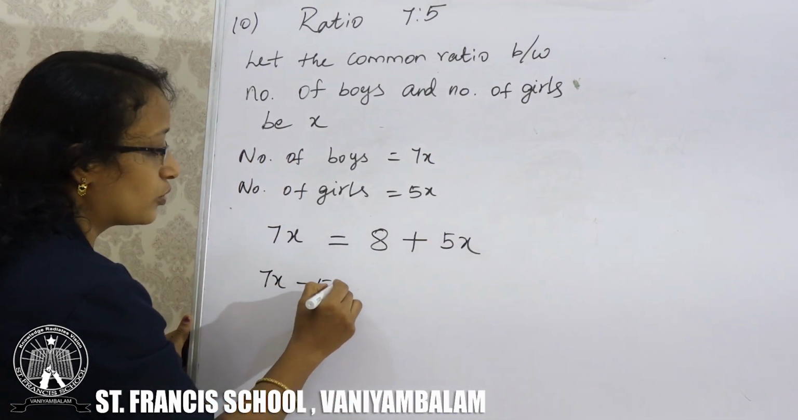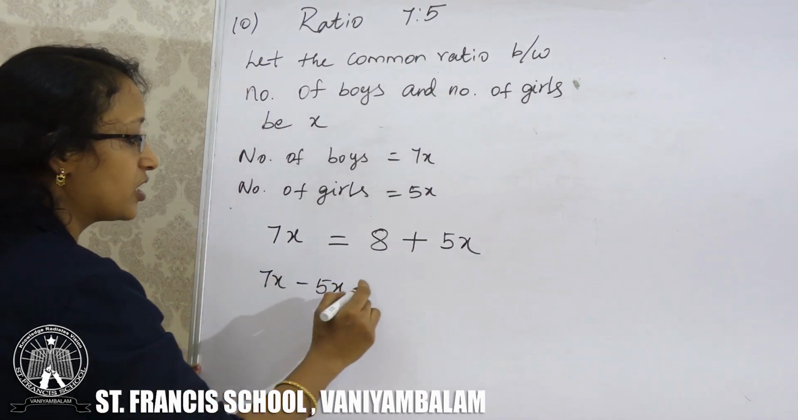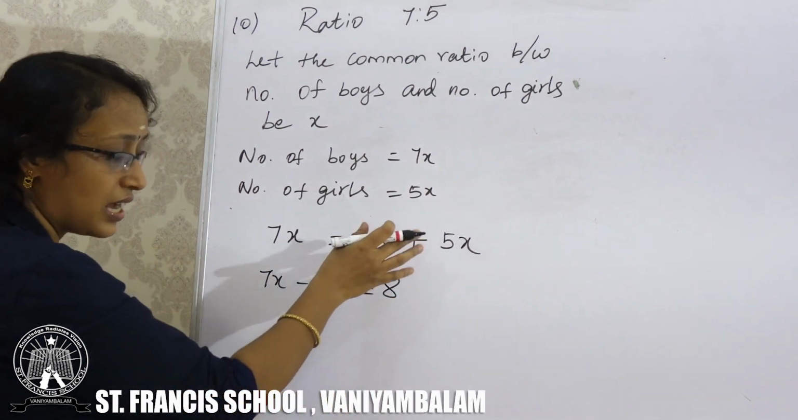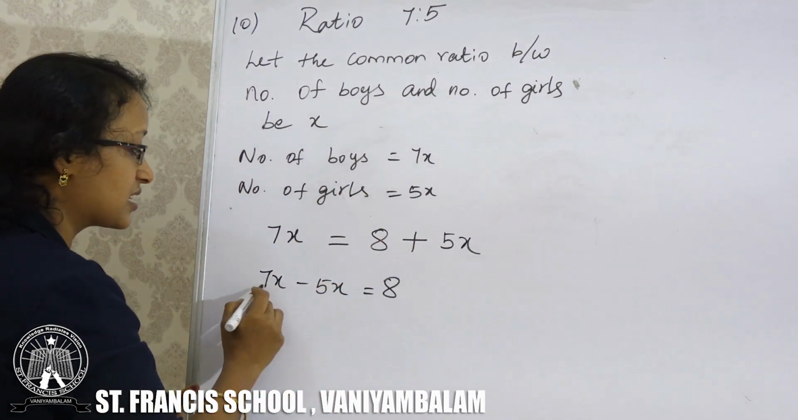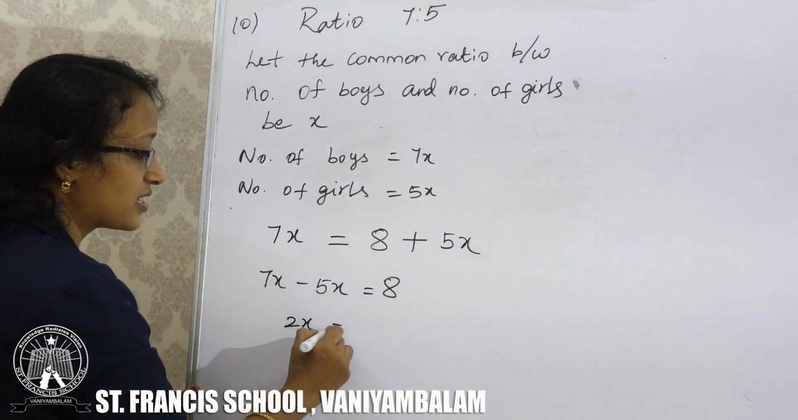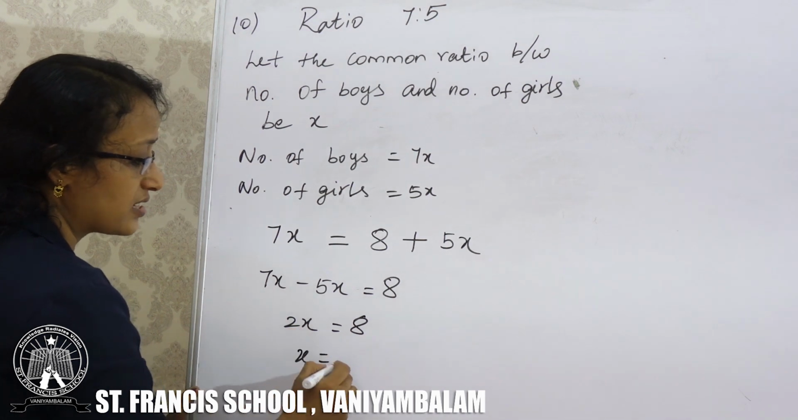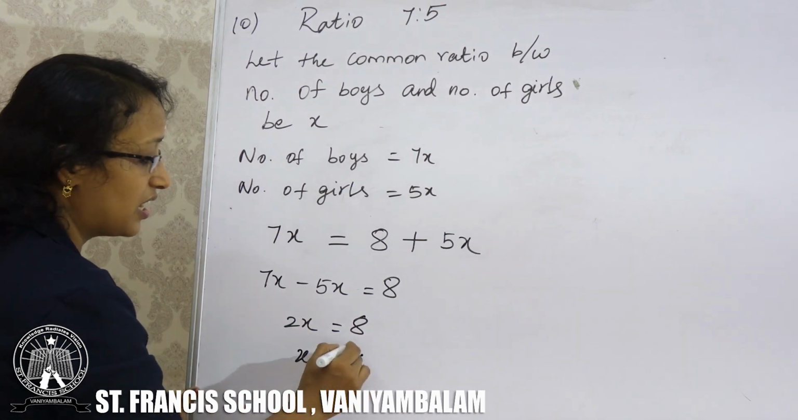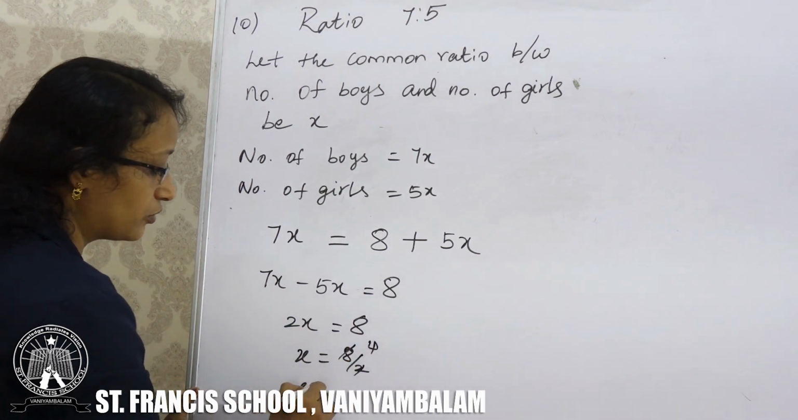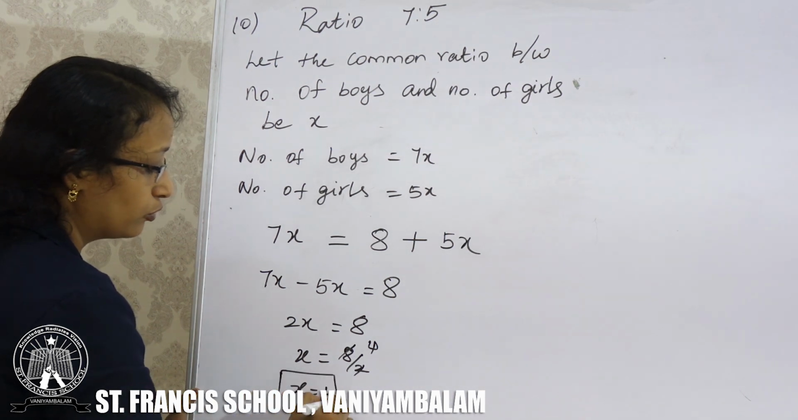Take this 5x to the left hand side. Plus 5x when it comes here, minus 5x, and 8 is in the right hand side. Write it as it is. 7x minus 5x is 2x is equal to 8. And 2 and x is in multiplication. When it comes here, division. We got the x value. x is equal to 4.